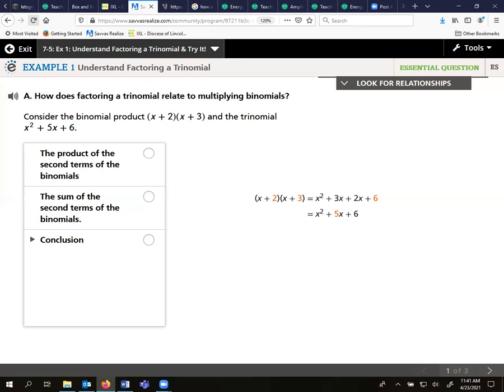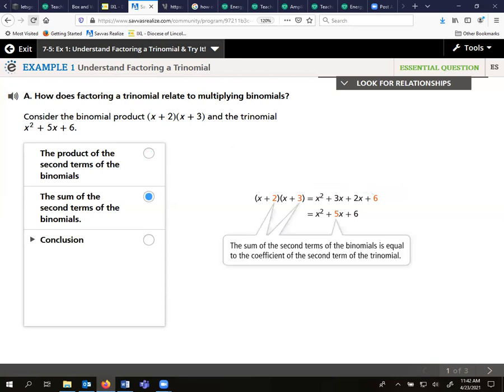Okay, and if you look at them, the product of the second terms in the binomials is the same as the last term of the trinomial. So 2 times 3 is 6. And if you look at those same two numbers and you add them instead, that equals the number in the middle term. Not the variable part, but the number part.